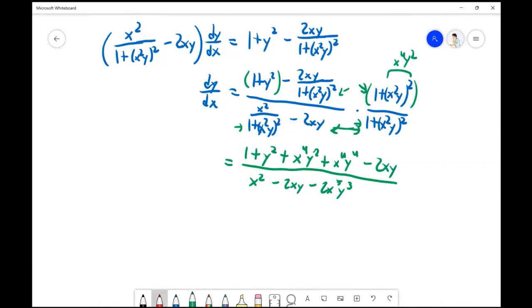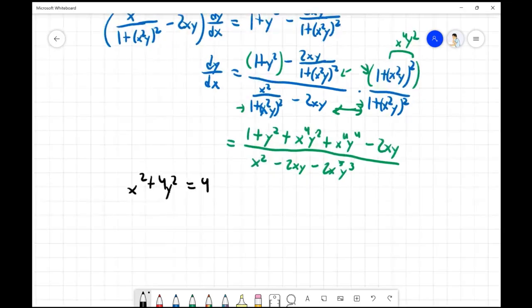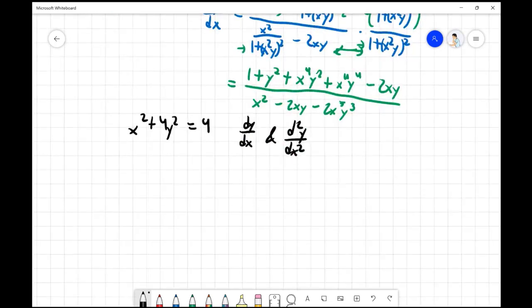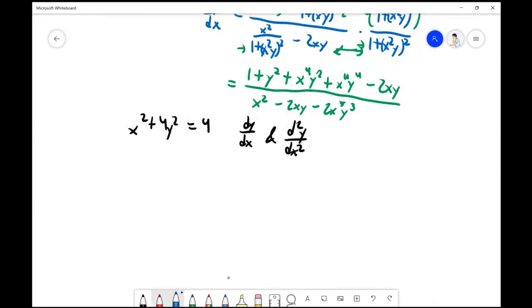So we can also show another example of an implicit differentiation problem: x squared plus 4y squared equals 4. This is an example where they'll ask for both dy dx and d squared y dx squared. It's a multi-step process, but you just do the same things with an extra step. The first step is always taking the derivative. So you get 2x plus 8y times dy dx equals 0, since the derivative of a constant is 0.